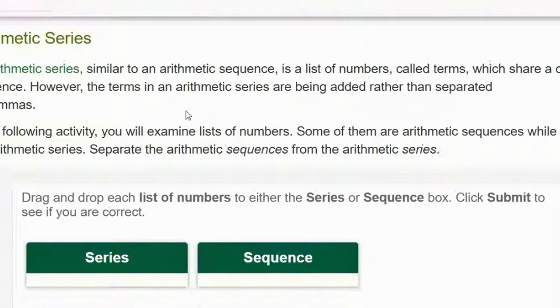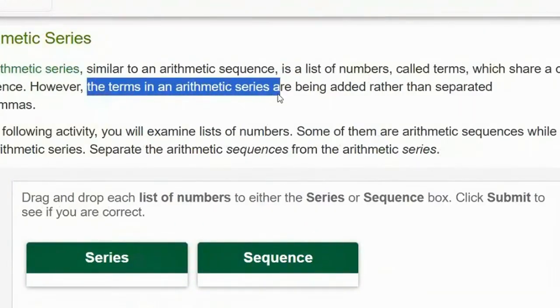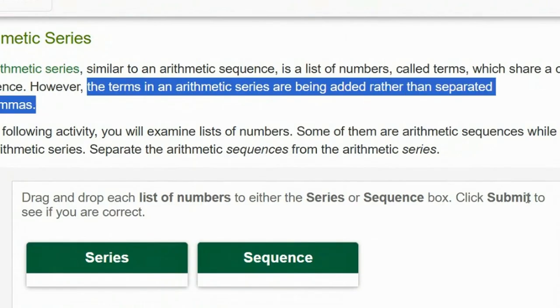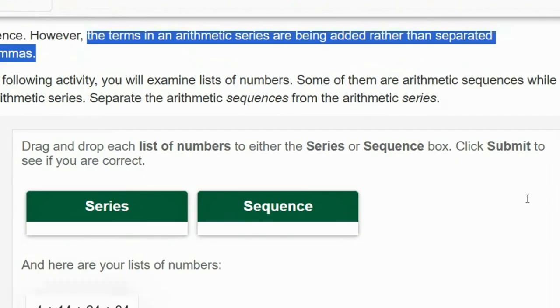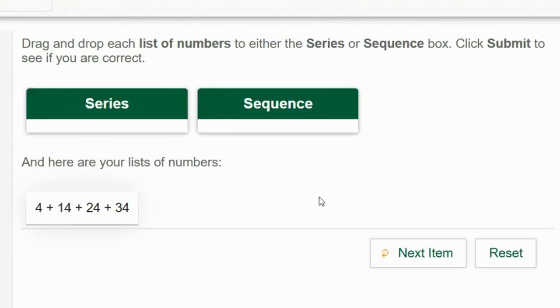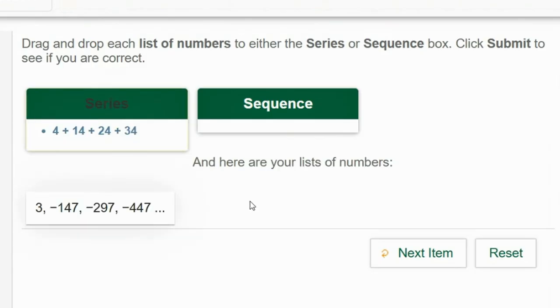Let's see. The terms in an arithmetic series are being added rather than separated by commas. I'm going to highlight that and then go back and show you this list of numbers that says 4 plus. Yeah, this is the difference. We just got to look at the sequences. A series is when we add them all together.